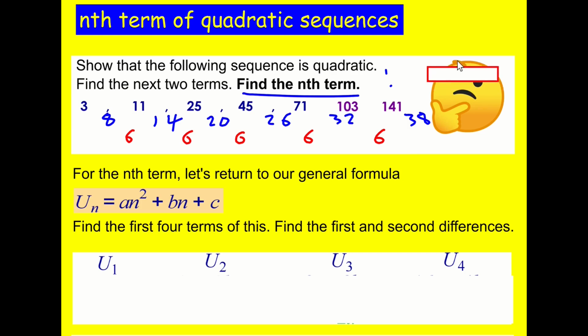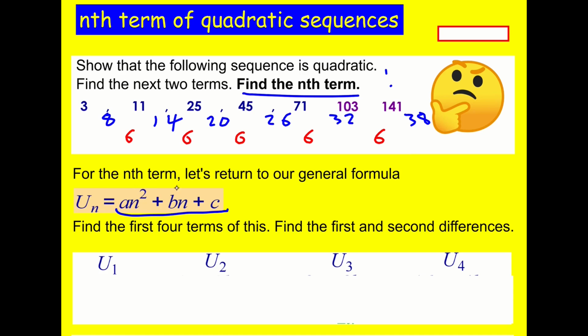This guy here is really struggling with this question. To find the nth term, we actually return to the general formula. Un, the nth term, is an squared plus bn plus c. This is something that you might be given, or otherwise you will be expected to know. I would advise you learn this. This is a general quadratic, essentially.